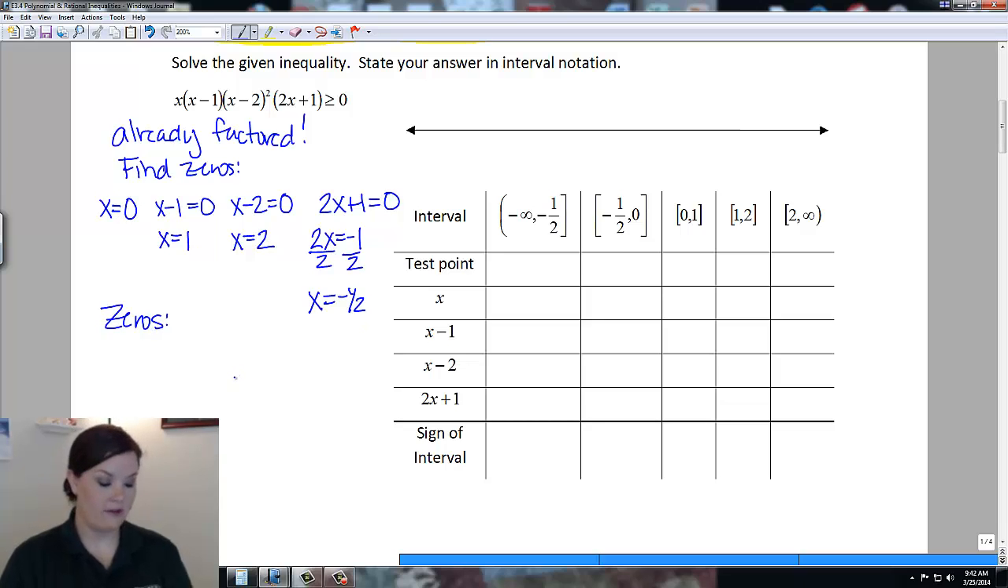and negative 1/2. And I'm going to write them in order so that it helps me put them on the number line. So negative 1/2 comes first, and then 0, and then 1, and then 2. Okay, so those are my zeros.